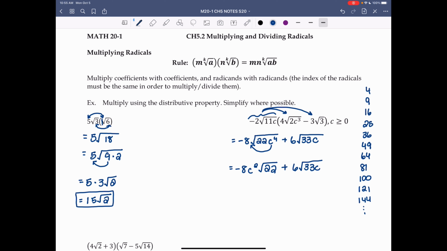And then we can't add these two. These are not like terms because this one has a c squared in the coefficient, and this one does not have a c squared in the coefficient. This one has a c under the root, and this one does not have a c under the root. So they are not like terms and cannot be added. Then this is our final answer.